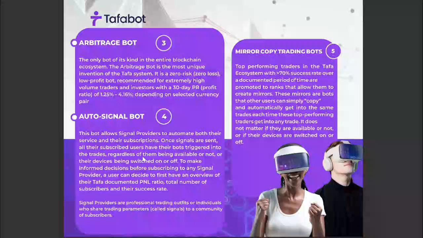Now we have the Auto Signal Bot. What does it do? This bot allows signal providers to automate both their services and their subscriptions. For those of you who do technical analysis and sell your signals, you have a community, you give signals and they trade. This is best for you. When you come on Tafa and get through the process, you're verified to do this, you can actually get on board and become an auto signal provider on the Tafabot.